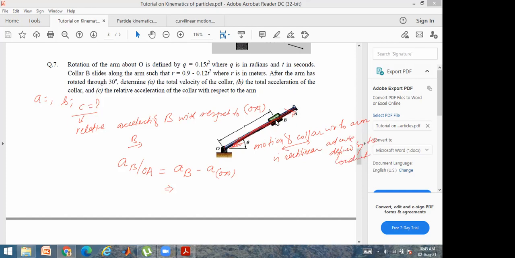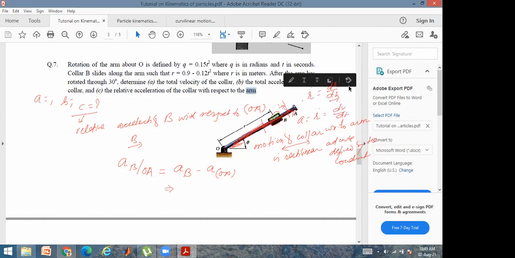Why? Because the position of B here is defined by r. That means the change in velocity of the polar with respect to this arm depends only on r dot, that is dr by dt. Similarly, acceleration will be r double dot, or dv by dt.